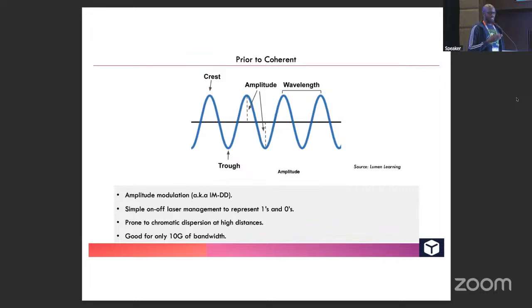So essentially, the laser switches on and off, and that's how you create a sine wave. The problem with on-off keying, or the problem with just amplitude modulation, was that it's problematic for high distances, which leads to what is known as chromatic dispersion. So essentially, the spreading of light as it travels through the fiber. That dispersion meant that you only had the ability to do 2.5 gig, and ultimately 10 gig was the most that you could do with IMDD modulation until coherent came along.